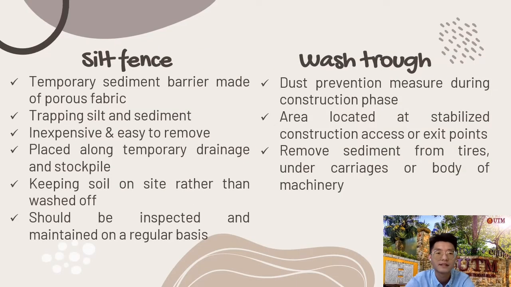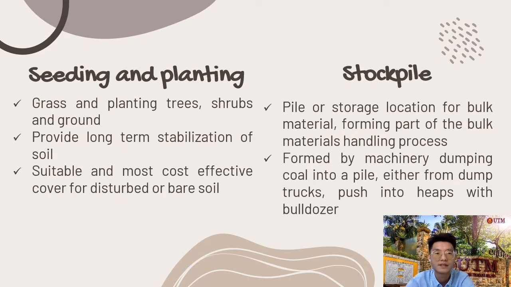There are some criteria that we need to perform in this project. The silt fence is a temporary sediment barrier made of porous fabric. The second one is the wash-through, the dust prevention measure during the construction phase. The third one is the seeding and planting. It helps to provide the long-term stabilization of soil. And last but not least is the stockpile.